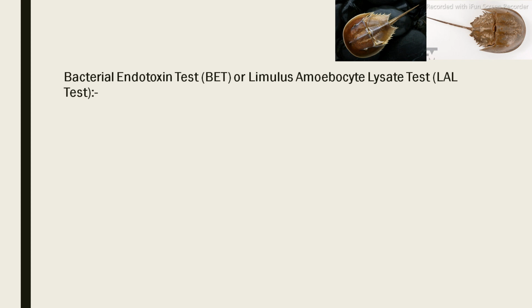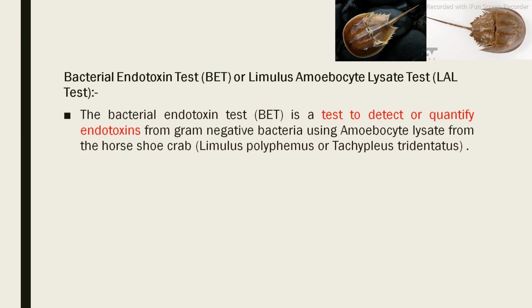Next one is the bacterial endotoxin test or the Limulus amoebocyte lysate test, that is also called the LAL test. The bacterial endotoxin test is the test to detect or quantify the endotoxins from gram-negative bacteria using amoebocyte lysate from the horseshoe crab.